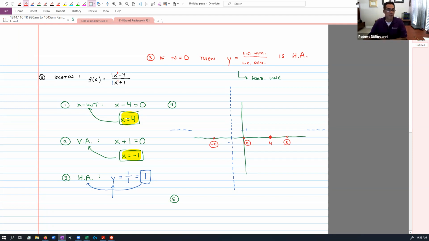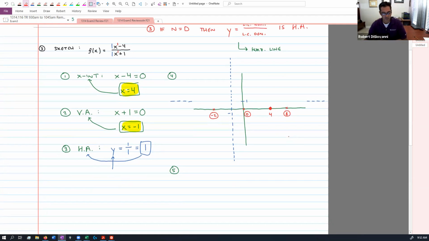And what do you do with those test points? Plug it back into the function, right? So I'm going to take my function. I'm going to plug in -2, see what I get. I'm going to take my function. I'm going to plug in 0, see what I get. I'm going to plug 8 into the function, see what I get. So just take your time on this.